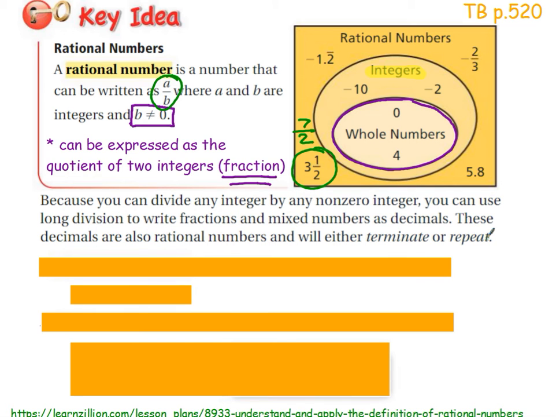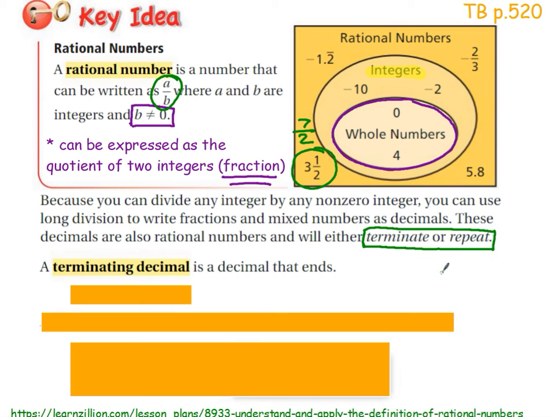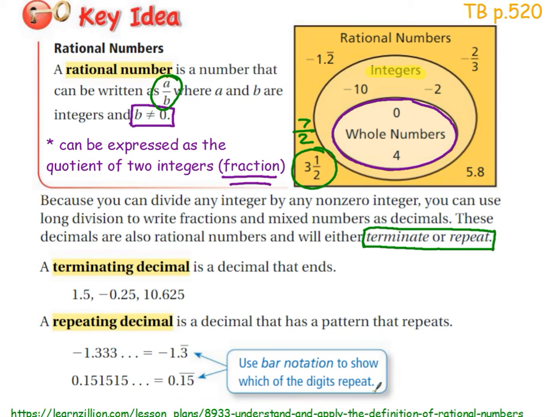Because you can divide any integer by any non-zero integer, you can use long division to write fractions and mixed numbers as decimals. Decimals are also rational numbers and will either terminate or repeat. So as you already know, if a decimal terminates, it just means that it does come to an end. But if it is repeating, then you just put a line over the top of the decimal portion of the number, and it shows that it's repeating.